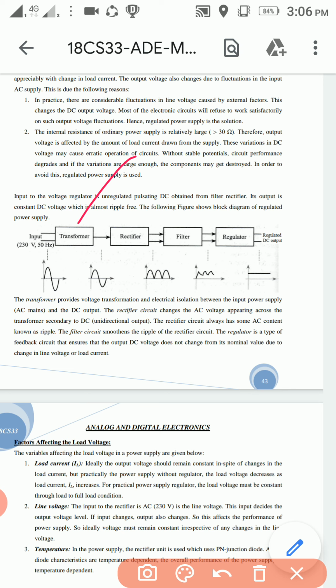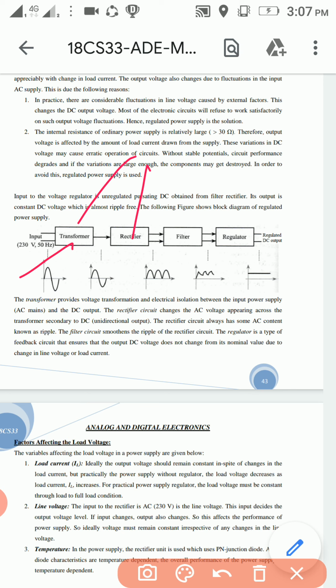The rectifier circuit always has some AC component, known as ripple. The filter circuit smoothens the ripple of the rectifier circuit. Whatever ripple is present in the rectifier circuit, the filter will smoothen that ripple. The corresponding waveforms are shown in this diagram. Look into it once.